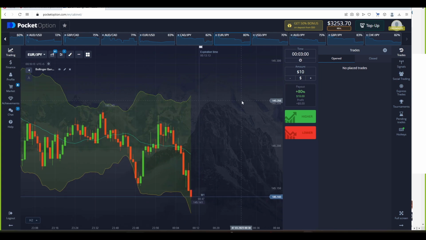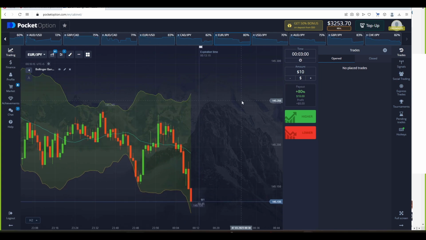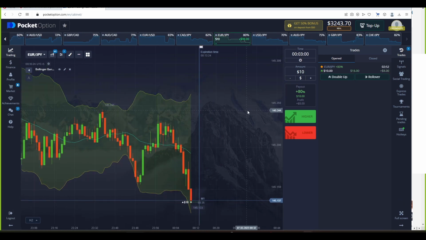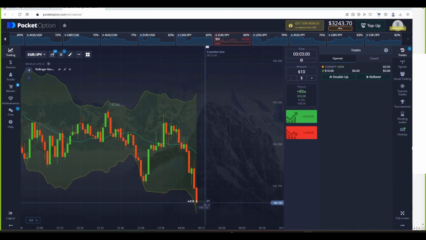So, let's get down to trading. Now on the price chart we see a wide channel built by the Bollinger Bands indicator. The market price almost touched the bottom band, so I entered into a call option with the expiration time of 3 minutes. This live trade recording is sped up for your convenience.